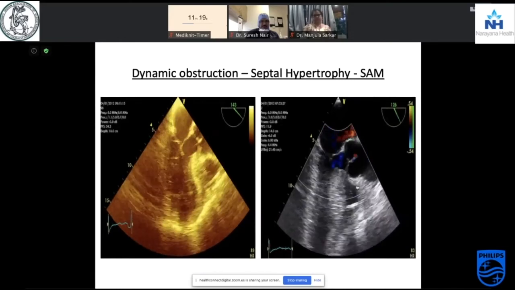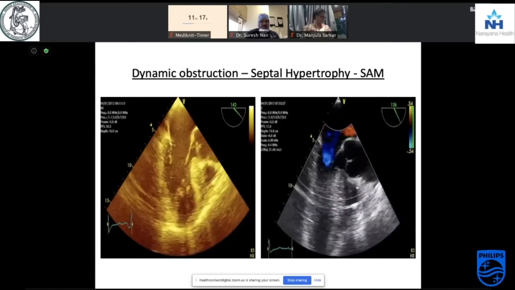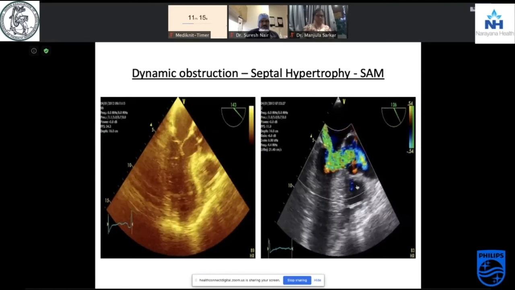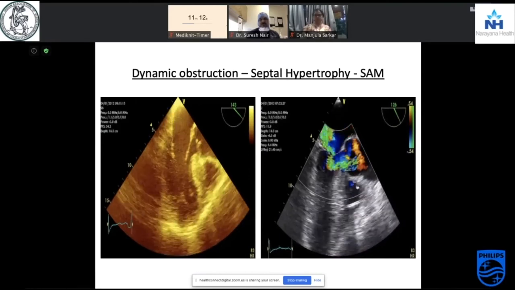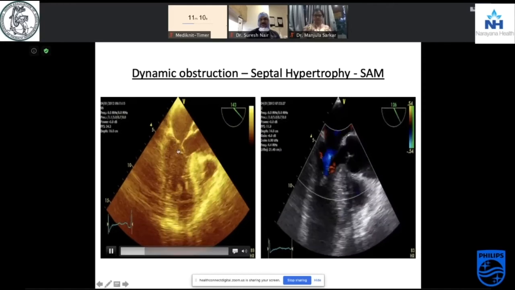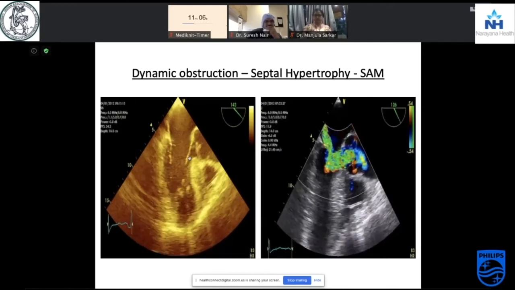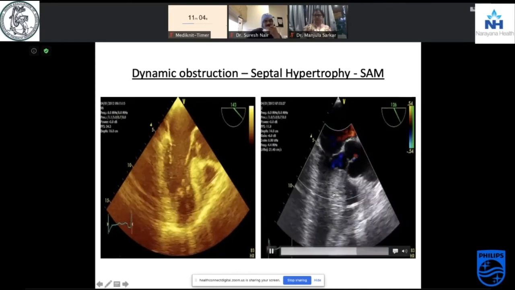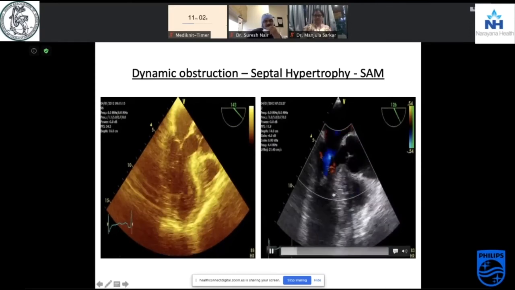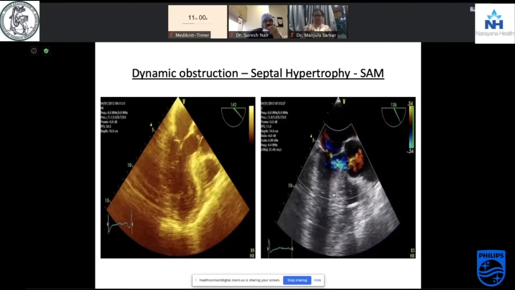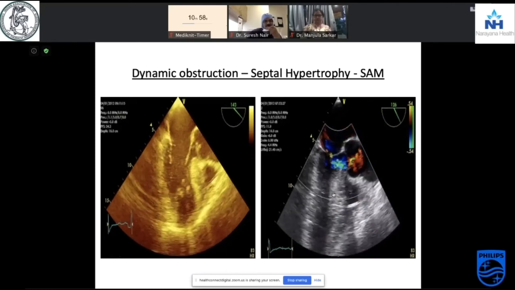It's a case of HOCM where there is a thickening of the interventricular septum. It is also associated with SAM. You can see the anterior mitral leaflet almost touching the interventricular septum during systole, causing the obstruction. You can confirm that by putting color flow Doppler, which shows a typical Y-shaped color flow Doppler profile, typical of SAM.